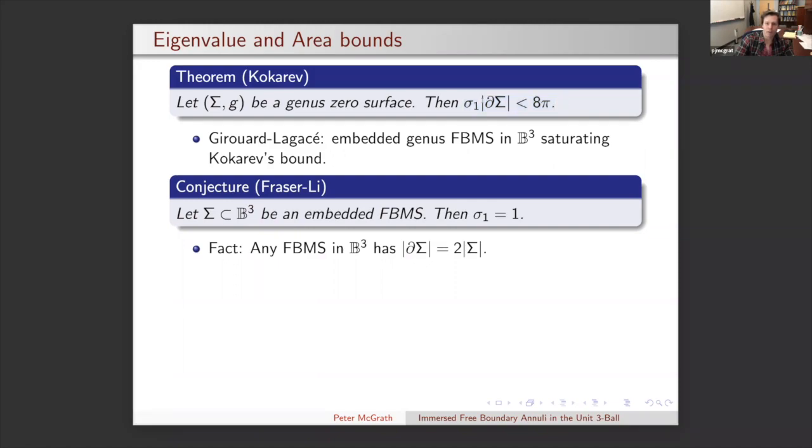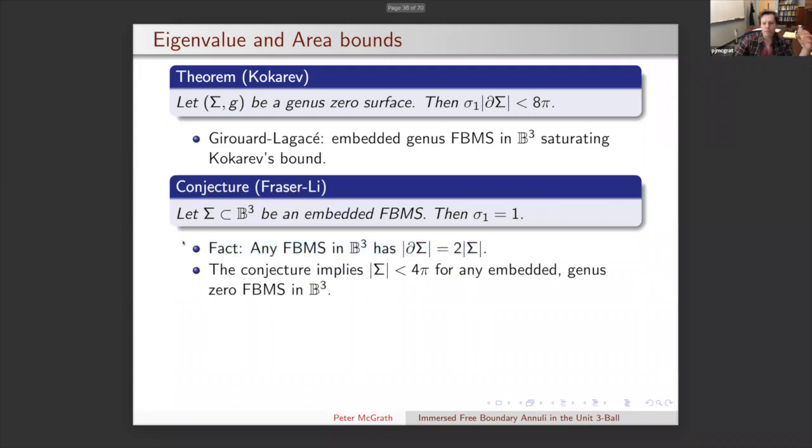You can convert this length to area, essentially. And so if you chain a couple of these things together, if you suppose that this conjecture is true, and then you use this fact, it means that for any embedded genus 0 FBMS in the 3-ball, its area is strictly less than 4 pi. So this would be a consequence of this conjecture here.